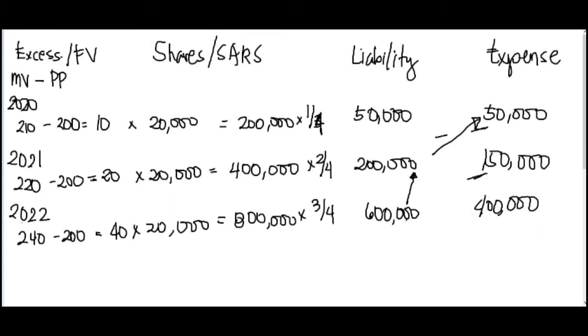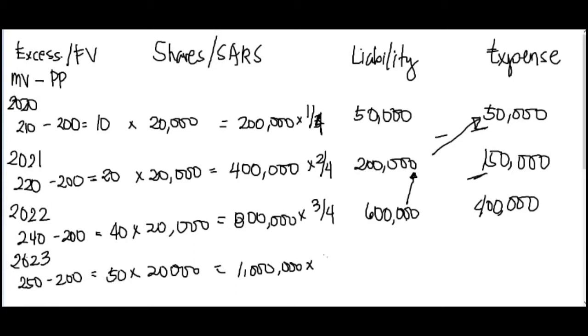Next, last year. For 2023, you have market price 250 minus predetermined price na 200. You have 50 times SARs. Okay? Meron kang 1 million. Okay? Times 4 over 4, which is also 1. Kaya 1 million pa rin. And then, recognize your cumulative. Okay? So, 50, 150, 400. That's actually 600. So, 400,000 lang yung for 2023.